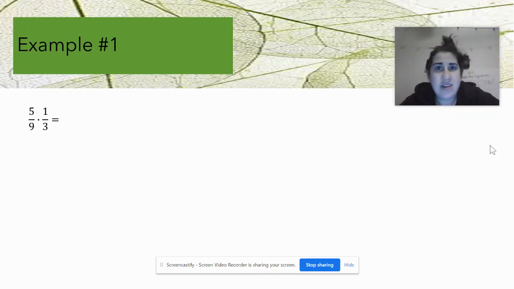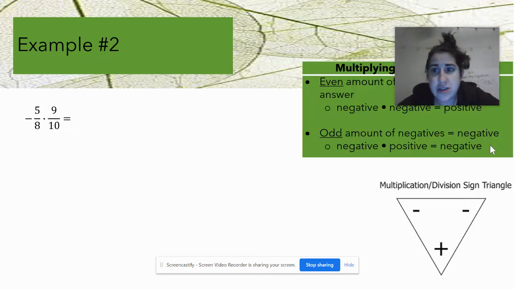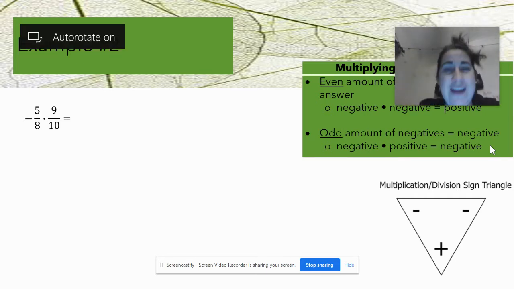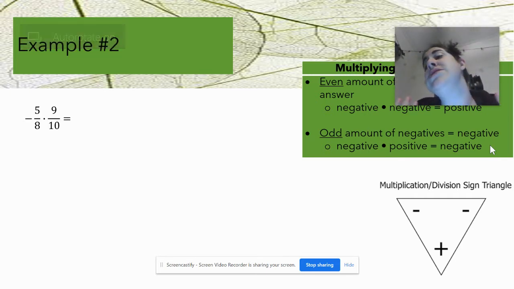All right, we're not going to do example number 1 because that one's pretty easy. We're going to start with example number 2. Unfortunately, I'm going to flip this tablet, so now you guys can see this angle, which is not the best, but it is what it is.